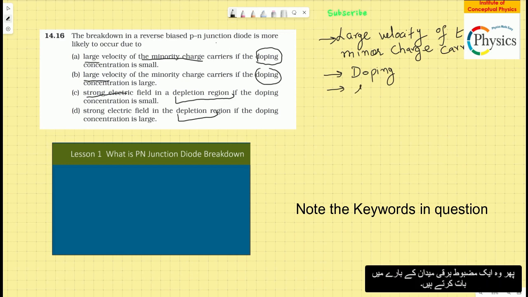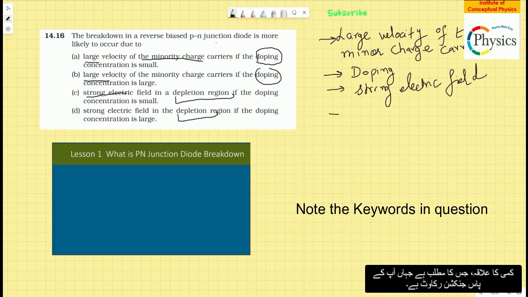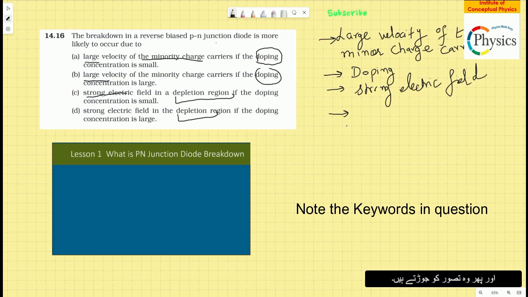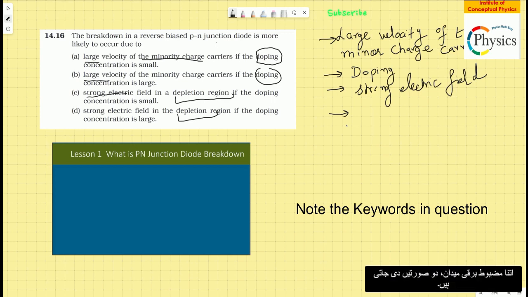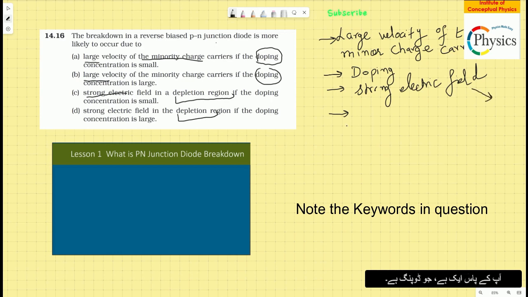Then they talk about a strong electric field in the depletion region, which means where you have the junction barrier, and then again a strong electric field, and then they link the concept. So with a strong electric field, two situations are given. You have one where doping is high, doping comes back, so doping is very high. The second situation being referred to is when the doping is low.